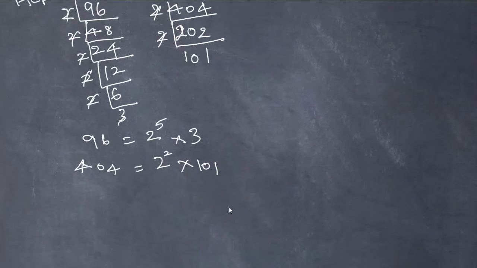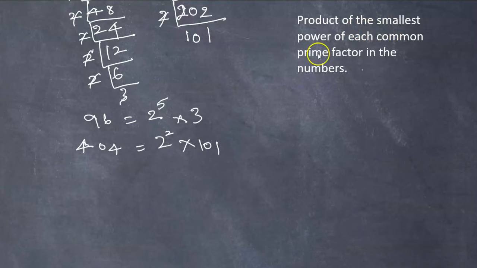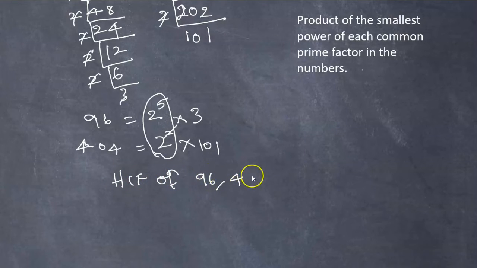Now we are going to apply the formula. Product of the smallest power of each common prime factor in the numbers. So the common prime factor is 2. And in this 2, the smallest power will be 2 power 2, because 2 power 5 is greater compared to this one. So which means the HCF of 96 and 404 is 4.